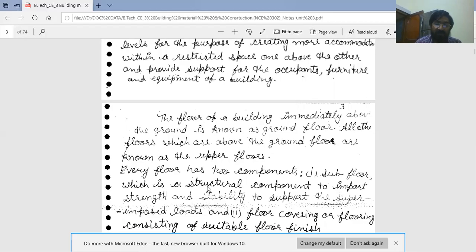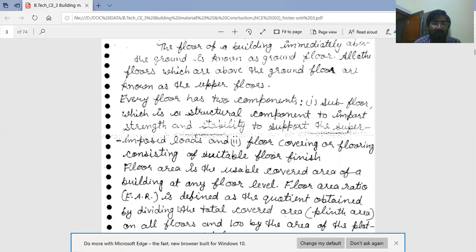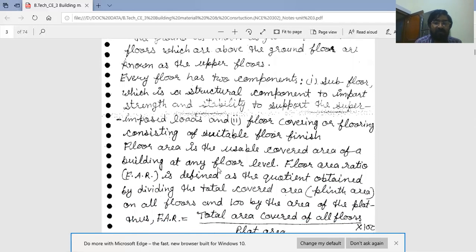Every floor has two components. First, subfloor, which is a structural component to impart strength and stability to support the superimposed load. And second part, floor covering or flooring, consists of suitable floor finish. Floor area is the usable covered area of a building at any floor level.